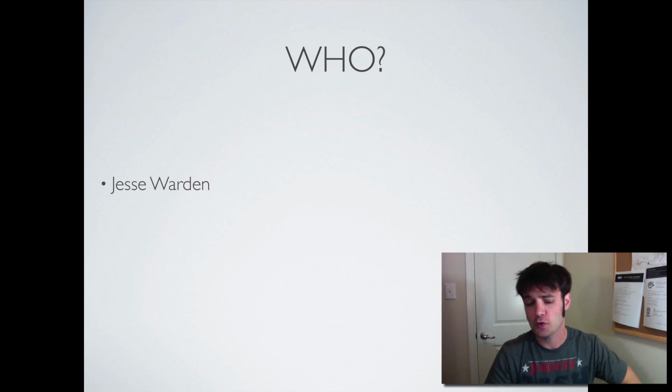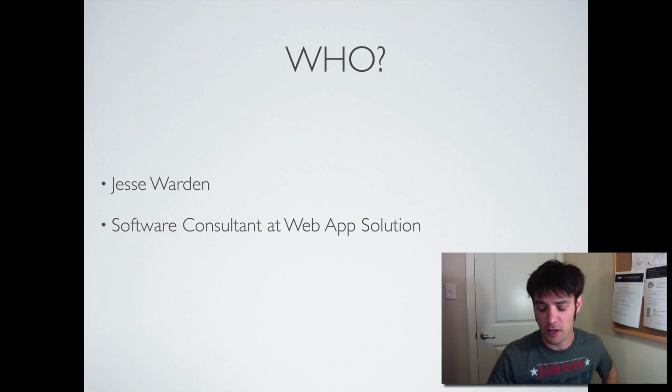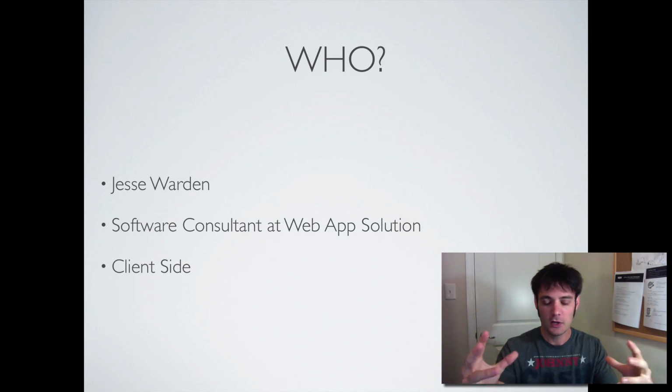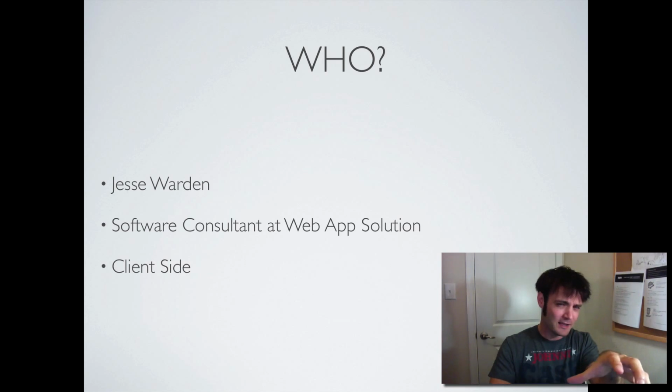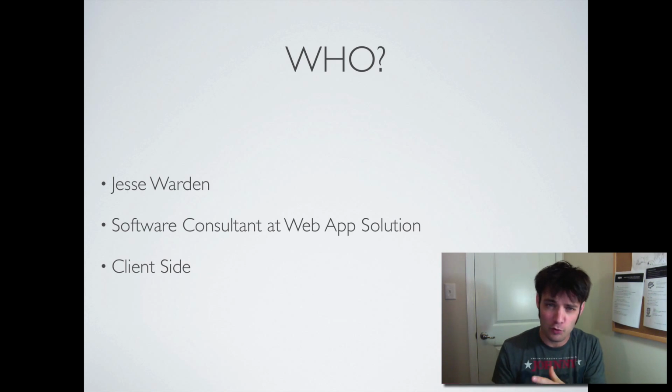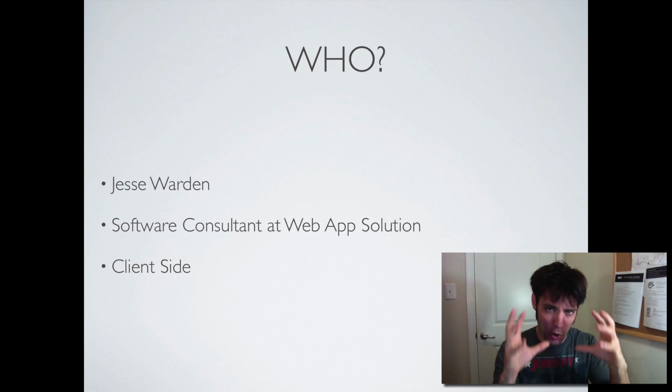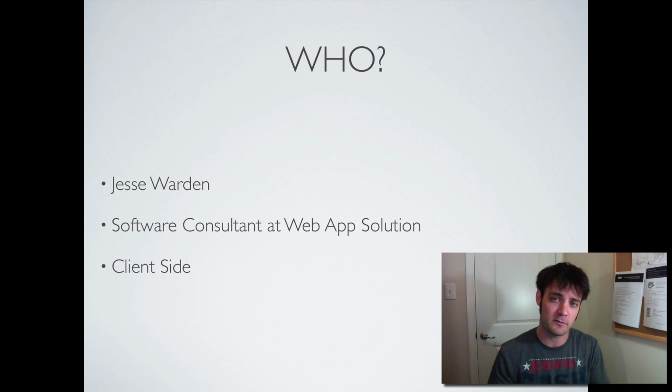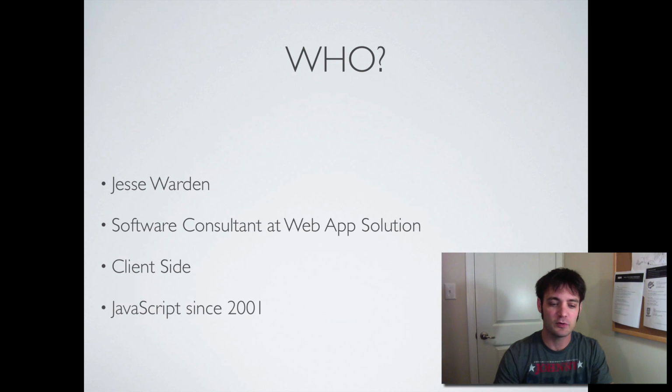So who am I? My name is Jesse Warden. I work for Web App Solution, where I'm a software consultant and we help large companies do enterprise software. I like the client side, so I can do Python and Ruby. I think it's cool, but 99% of my work the past 13 years has been on the front end. So that's where I'm coming from from an OOP perspective, okay? Being at one with the GUI. And I've been doing JavaScript in some form since 2001. So I have some form of background in ECMA, seen it come into fashion, out of fashion, back into fashion.